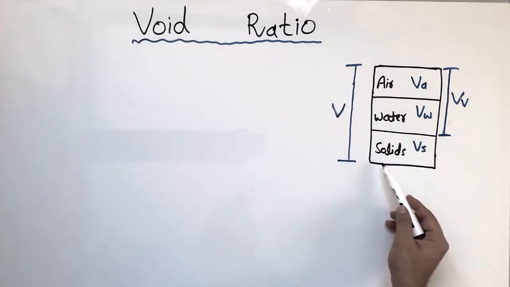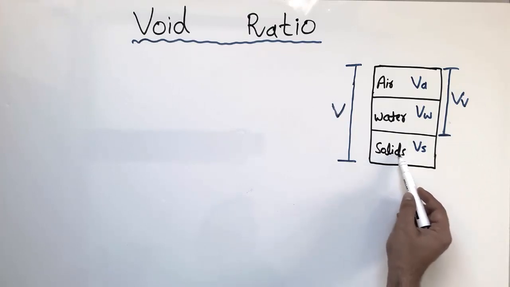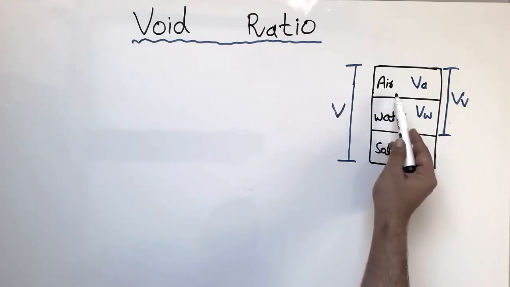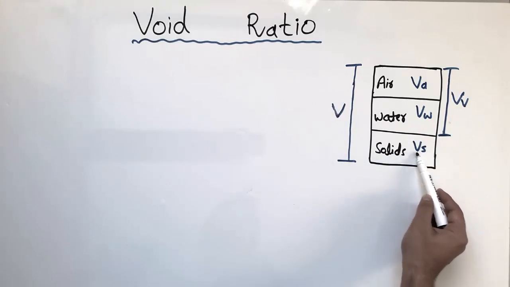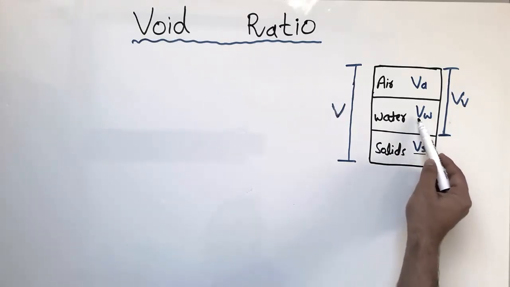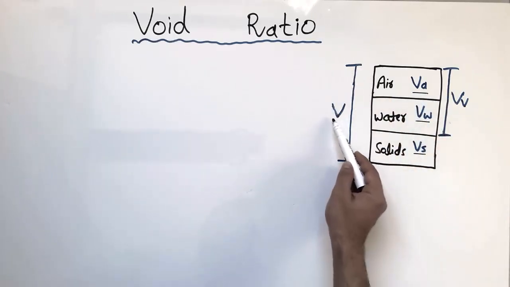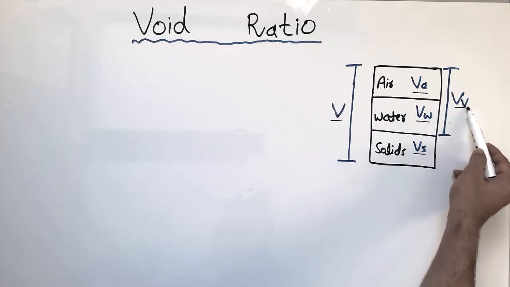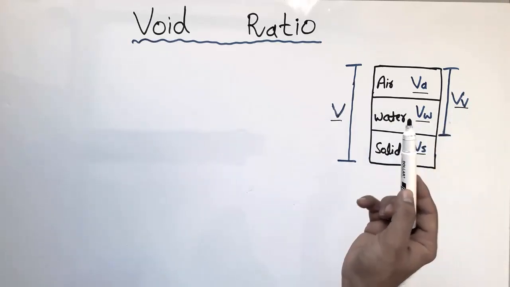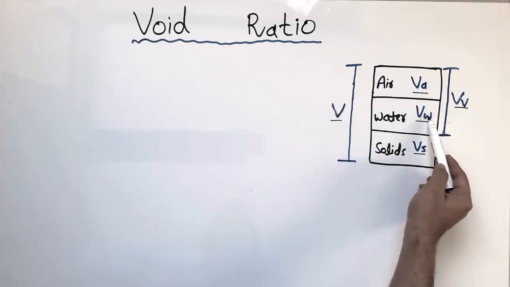This is called the phase diagram of the soil, in which you have three main components: the solids, the water and the air content. Each of them has its volume represented by Vs for the volume of solids, volume of water and volume of air. The total volume is represented by V, and Vv is the volume of voids, which actually contains only the voids. It is the combination of the air and water.